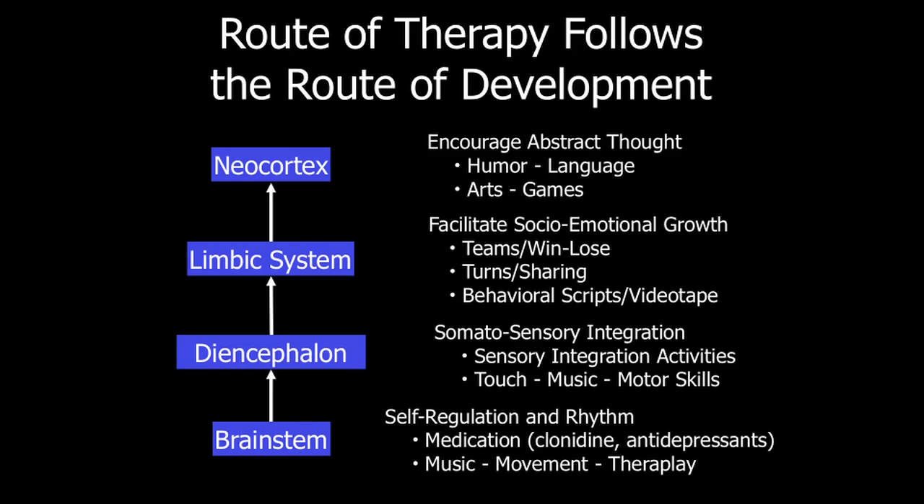Then we move to the limbic system, which is the motivation system, and we try to give kids experience with winning or losing, sharing, and so on. And then finally, we begin to train the neocortex, which we can do through various games and art activities.